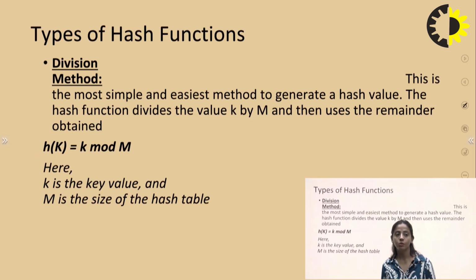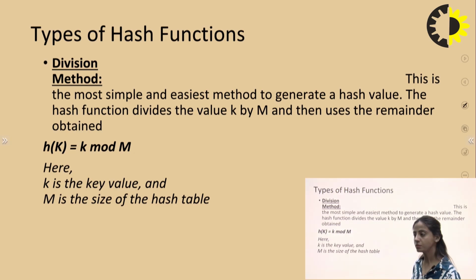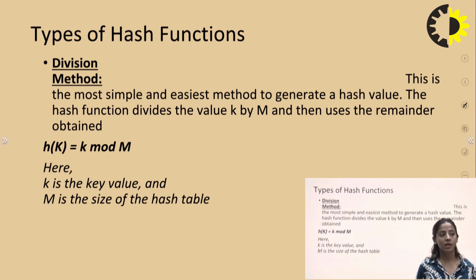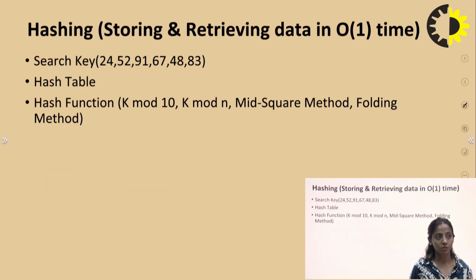Now coming back to our previous topic, which was the types of hash functions. First, we can study the division method. The simplest and easiest method to generate a hash value is the division method. The hash function divides the value k by m and then uses the remainder obtained. Now h(k) = k mod m. Here k is the value of the key and m is the size of the hash table.